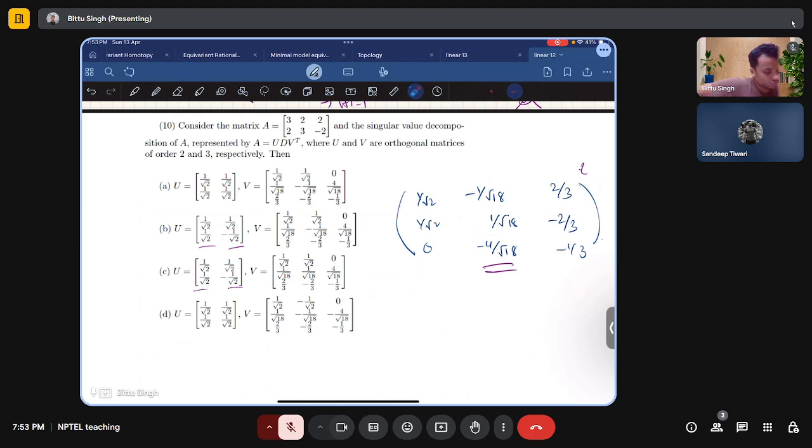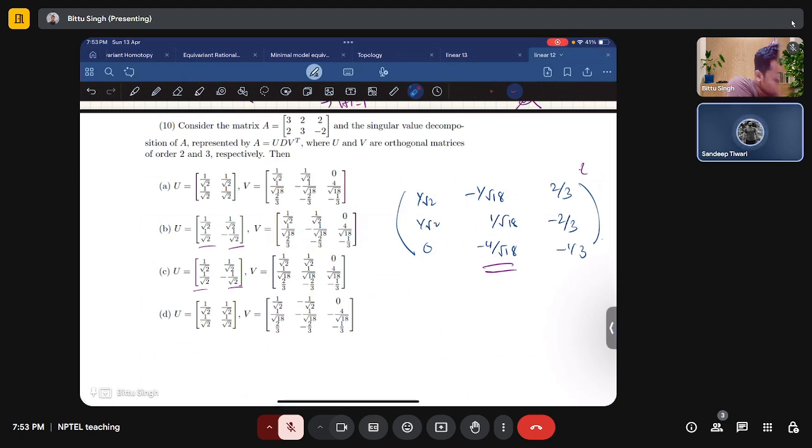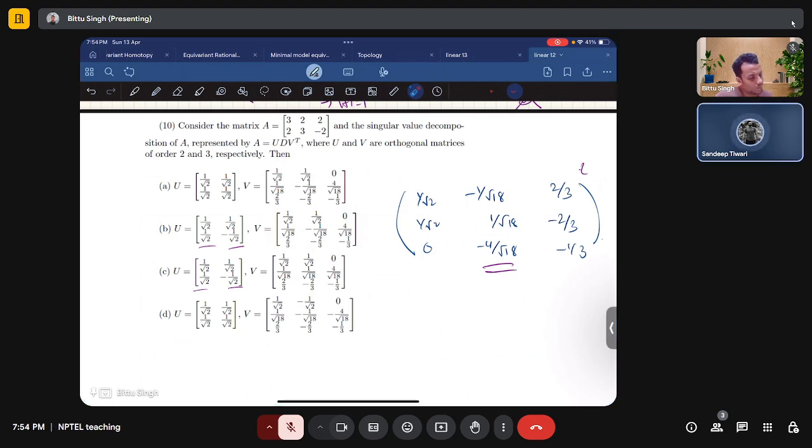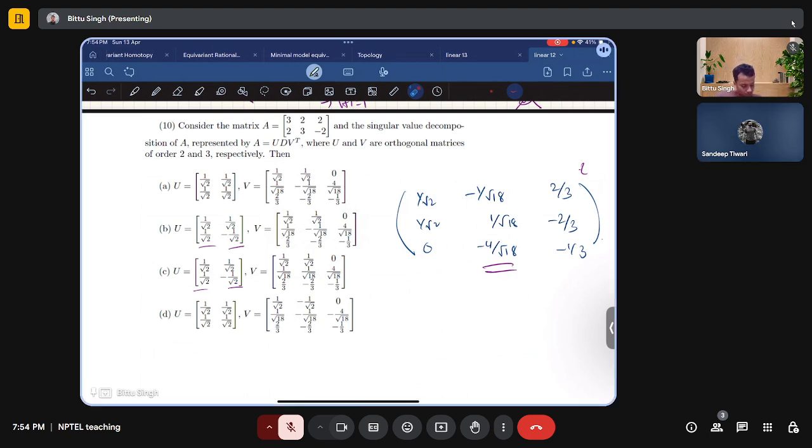So this matching, those two are wrong. Therefore, this should be the answer: 2/3, minus 2/3, minus 1/3. Only the third row has a sign issue. Okay, there is no issue actually. We can take minus. Yes, we can if we start with negative. Yes, sir. So in that case, this fits. Then we are getting option B.